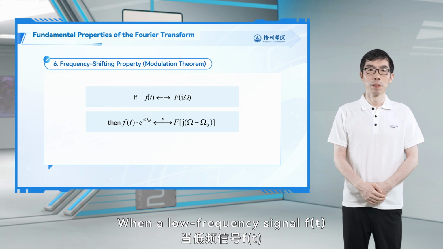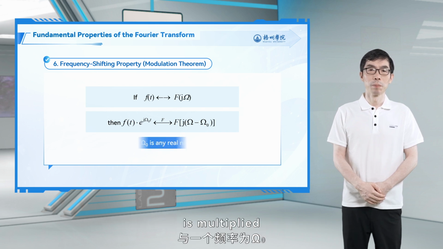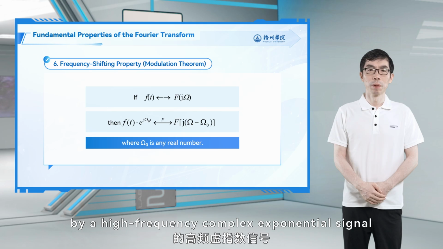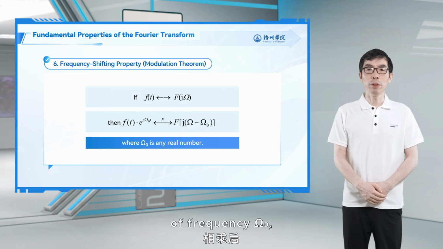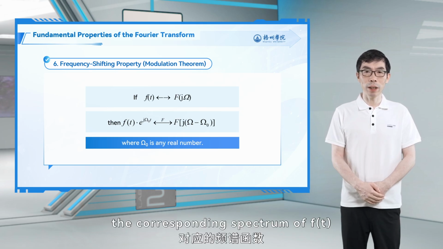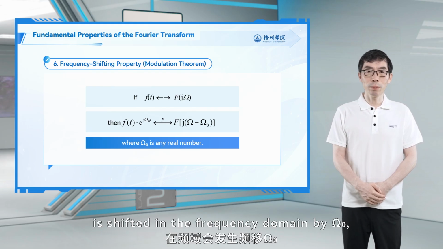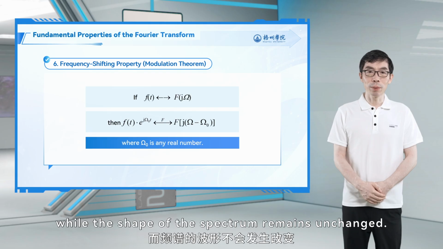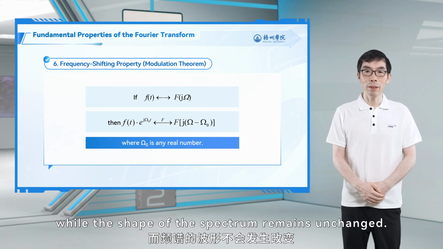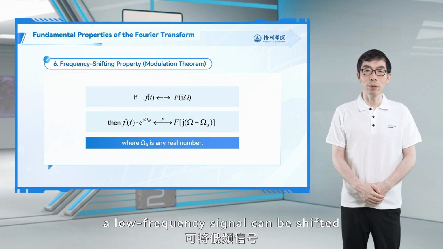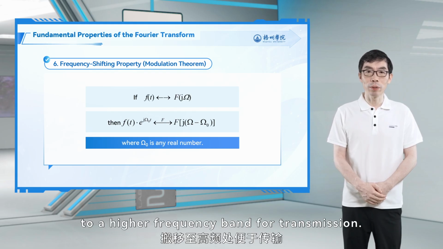When a low-frequency signal f(t) is multiplied by a high-frequency complex exponential signal of frequency omega 0, the corresponding spectrum of f(t) is shifted in the frequency domain by omega 0, while the shape of the spectrum remains unchanged. Based on this principle, a low-frequency signal can be shifted to a higher frequency band for transmission.